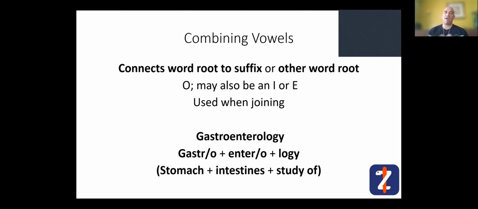Now, when we're combining vowels, we're going to use connecting vowels to join root words or words to a suffix, or just a word to its root. So now we've got O, which may also be the vowels E and I. Okay, those are the joining part. Those are like bridges that join other words and bring them together. So here we have gastro, which is stomach, and you see the O connecting. Enter, intestines. Ology, gastroenterology. All right.